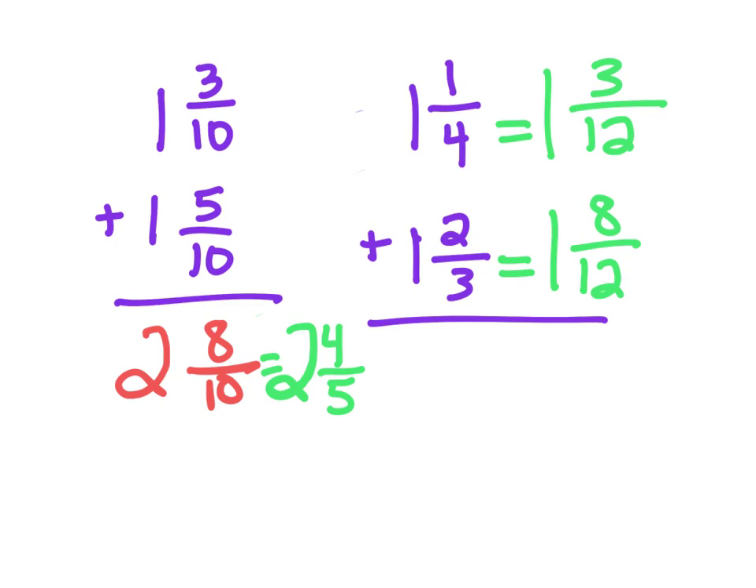So now we add the fractions. 3/12 plus 8/12 gives us 11/12. And 1 plus 1, of course, is 2. Next question, will it simplify? The answer is clearly no. Whenever the two numbers are neighbors, in other words, when the numerator and denominator are one number apart, okay, then it is already in lowest terms. So here we have 2 11/12 is our final answer.